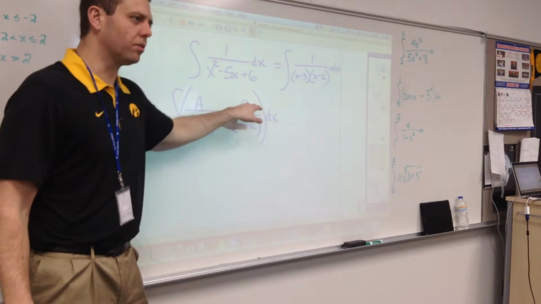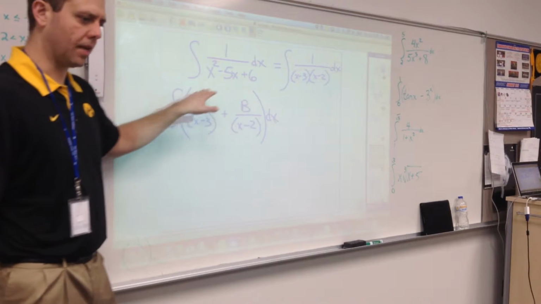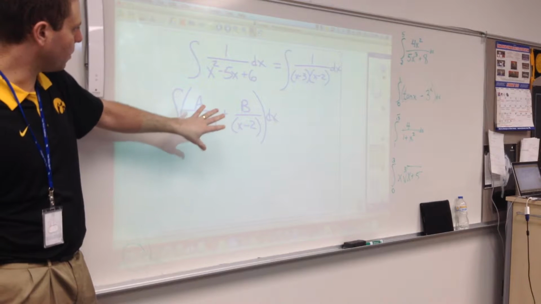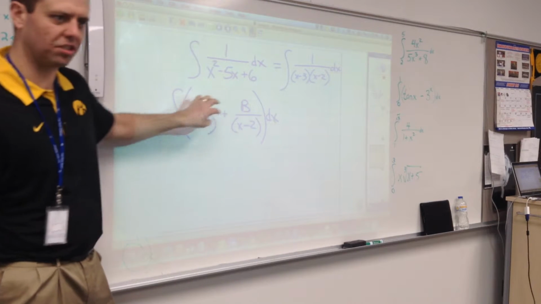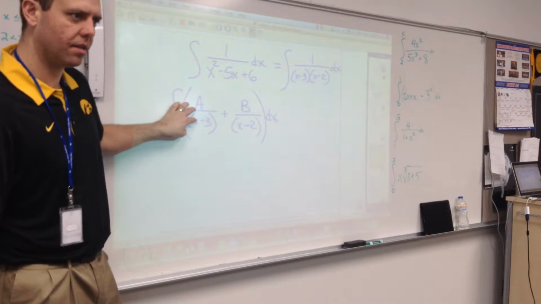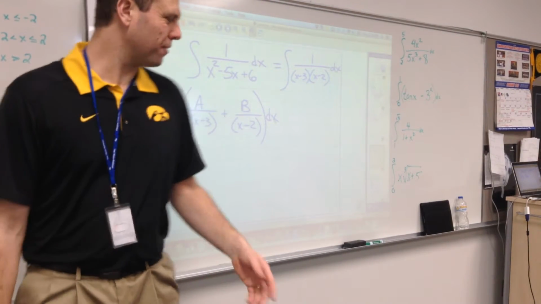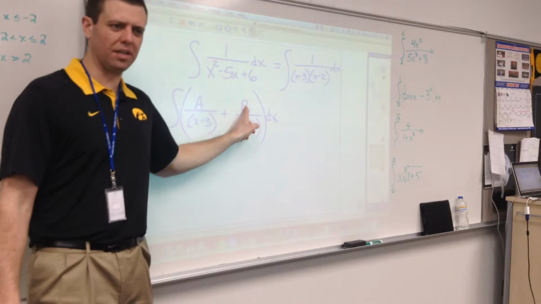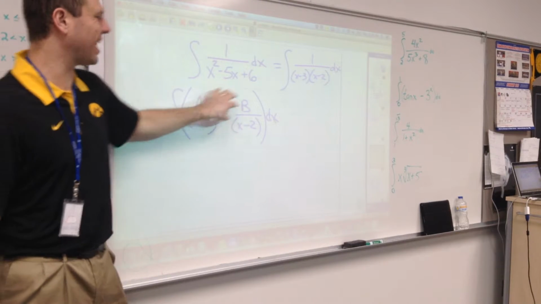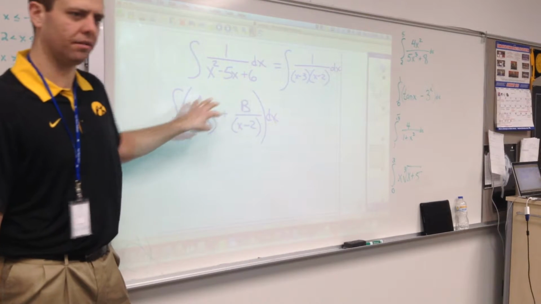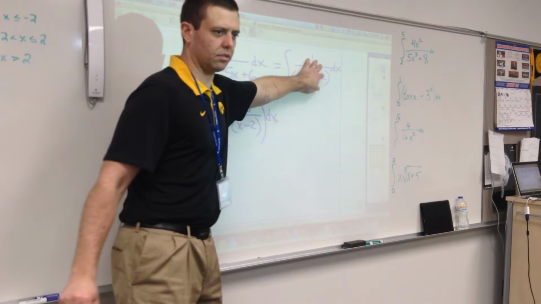We don't know what numbers need to go here yet, all right? But I know that when I add these two fractions together, this will be my result. So I've got to figure out what I need to put here and what I need to put here, so that when I add these two fractions together, I get this.